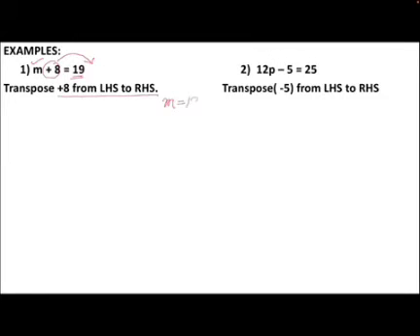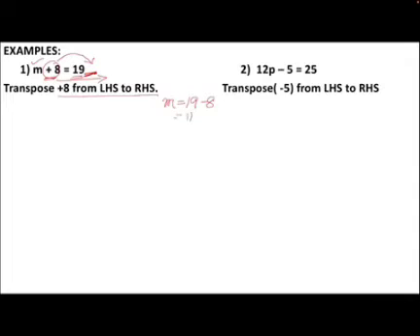So what happens is, you will get m equals 19 minus 8. Why did 8 become minus 8? Because it changed its side. It went from LHS to RHS. So plus 8 becomes minus 8. Remember, it was added on the left hand side. It gets subtracted on the right hand side. Please bear that in mind. Okay. Now, you can see this. Now m equals 19 minus 8. So m equals 11.